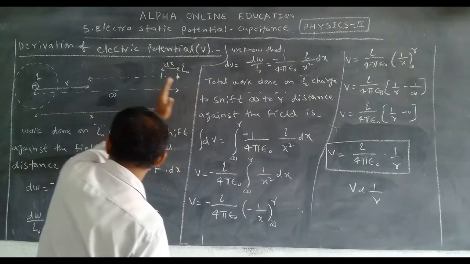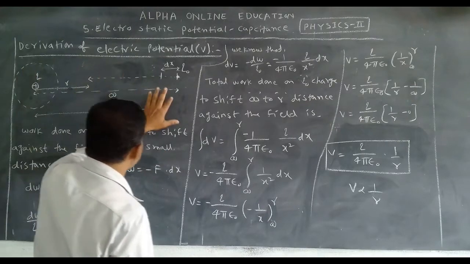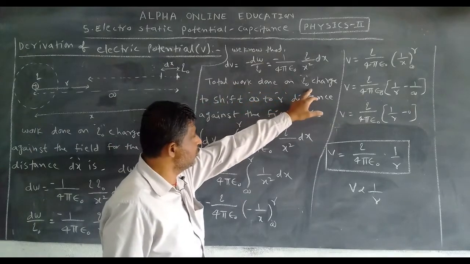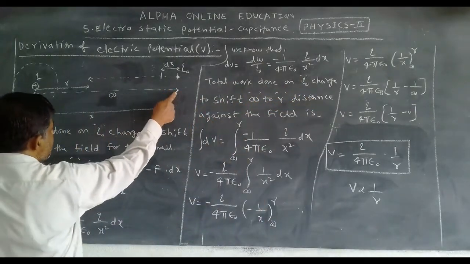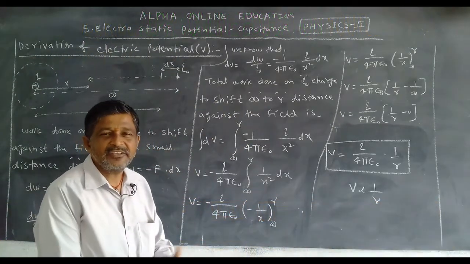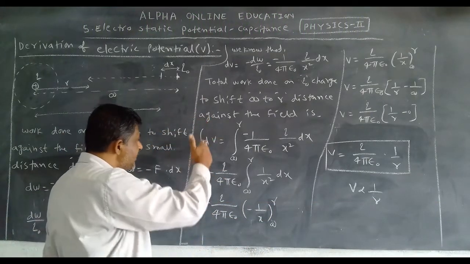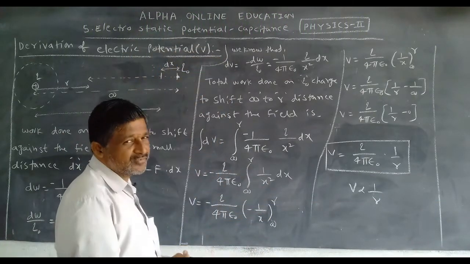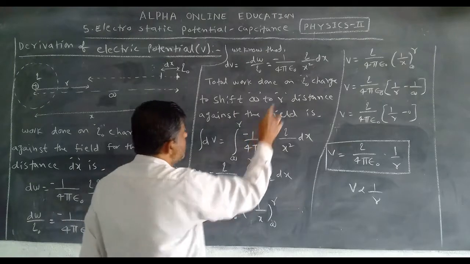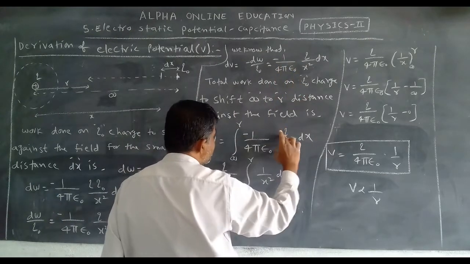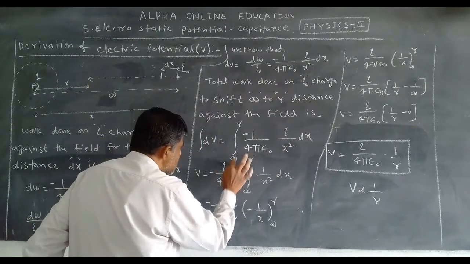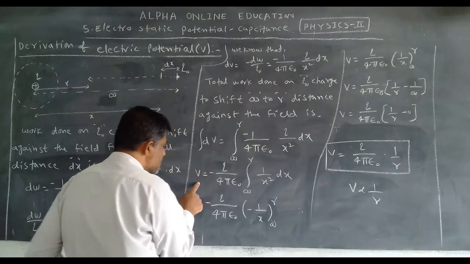Now to shift this against the field a maximum distance, from where to where? From infinity to R distance. Total work done on Q naught charge to shift from infinity to R distance against the field. So mathematically what can we do? Integration. This we have studied in first year number of times. Okay, integral dV is equal to integral minus 1 by 4 pi epsilon naught Q by x square into dx. From infinity to R. So what are the limits? Infinity to R. Integral dV becomes V.